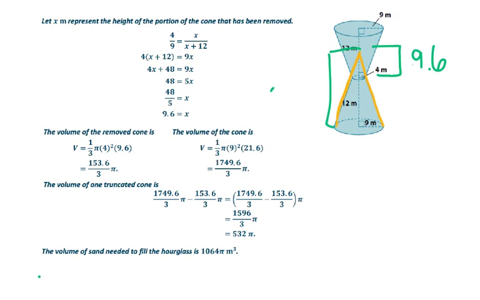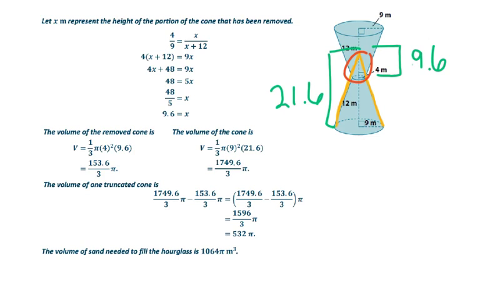So that 21.6 is useful because now we have the height of, it's hard to say the height of the cone because there is no cone anymore, but we have the height that the cone was before we chopped it off, before we then stuck two of them together, right? Let's go find the volume of the part of the cone that was removed.